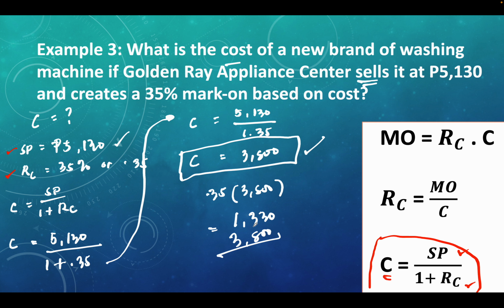So 1,330 plus 3,800, that is equivalent to 5,130, which is the same as our selling price, which is this one. That's why we can say that 3,800 is the cost of this certain appliance or the washing machine. Okay? If you get the same answer in here, it means your answer is correct.